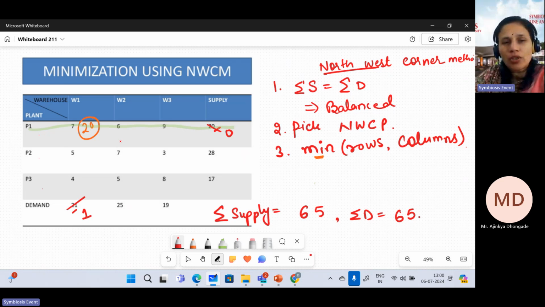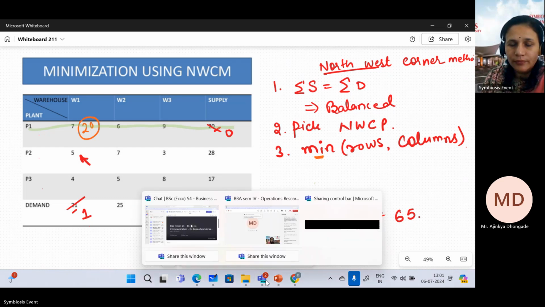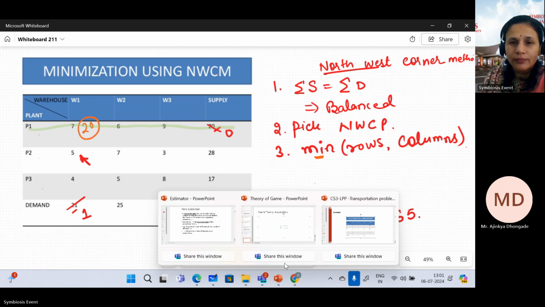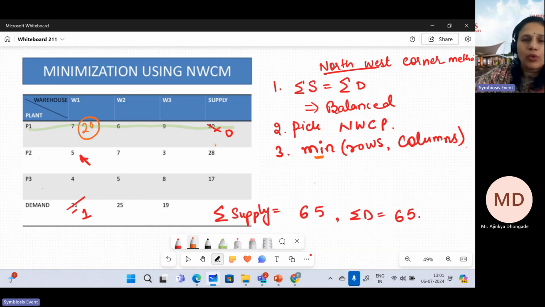Initially it was a 3 cross 3 matrix. Now, if one row is eliminated, I reach the second one, which says again the northwest corner point is this 5. Again, check the demand and supply. Demand is 1 and the supply is 28. So how many units are to be allocated? Can someone answer? The minimum of 28 and 1 is 1 only. So I'll make the allocation of 1, and this becomes 0 and this becomes 27.